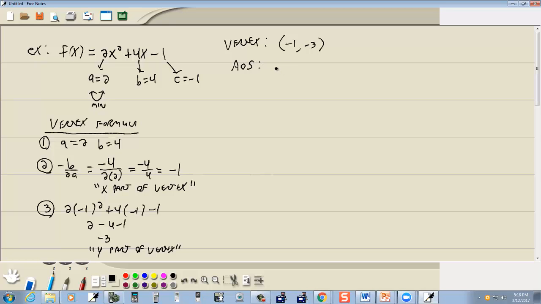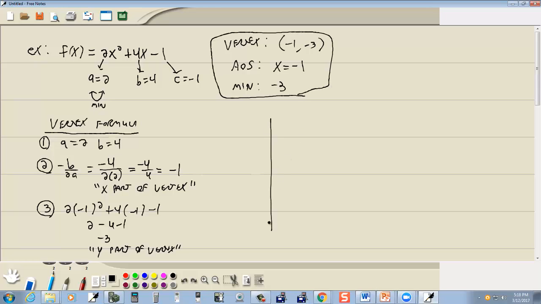Now from the formula, symmetry looks kind of complex, but it really is just x equals whatever the x part of the vertex is. So x equals -1. We said our graph is opening up, which means it has a min, and the min is going to equal the y part of our vertex, which is -3. Now if I was doing this by hand, -1, -3, that'd be my vertex. It's opening up. I want to choose one 2 units away. And I didn't mean to choose another example, the -1, but 2 units away, we could plug in +1.